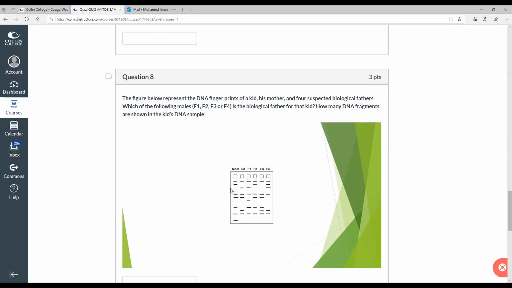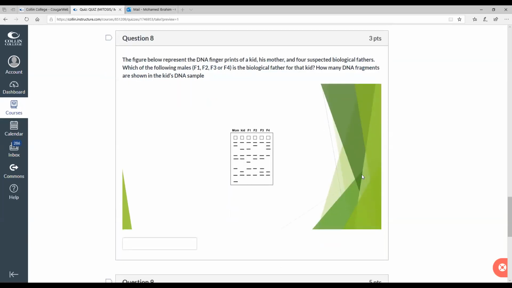What you need to know is that each band here, this line, represents a DNA fragment, okay? And you need to know that when DNA runs through a gel, it runs from minus to plus. Why? Because DNA is negatively charged. Also, separation is based on size. Smaller DNA fragments will run faster, so they will be at the end. Larger ones will run slower, so they will be at the beginning. Okay?